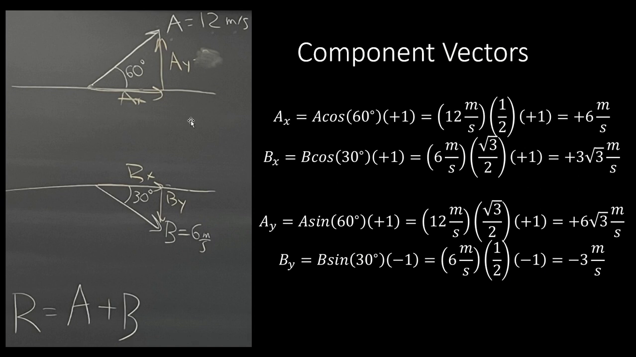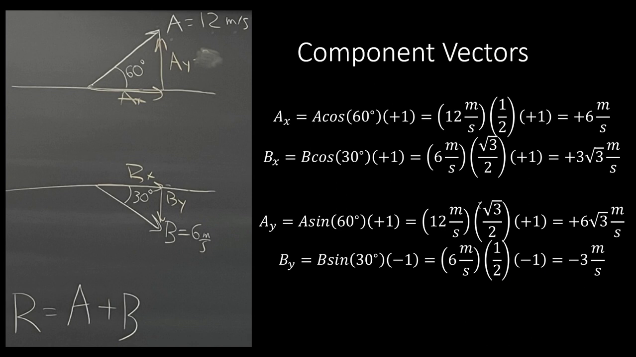Now let's look at the y components. Well, for vector A, it was pointed to the right and up, so the y component, or A sub y, is this upward component. To calculate it, we would take the value of A times sine of 60 degrees times positive 1, the positive 1 being because it's pointed up.